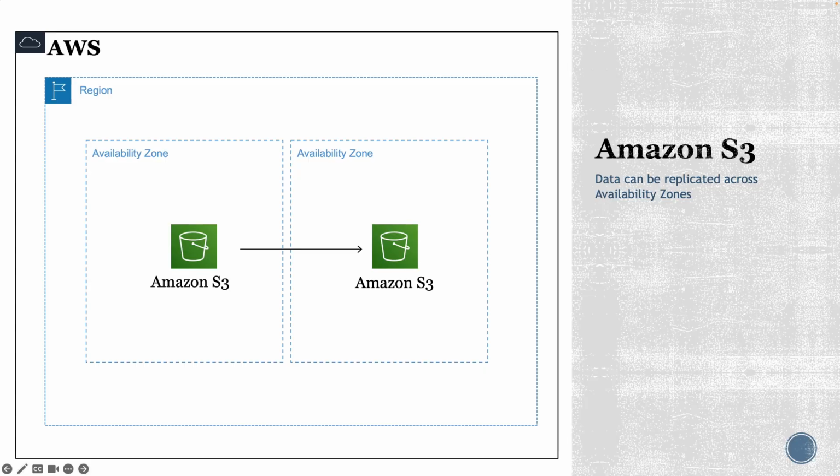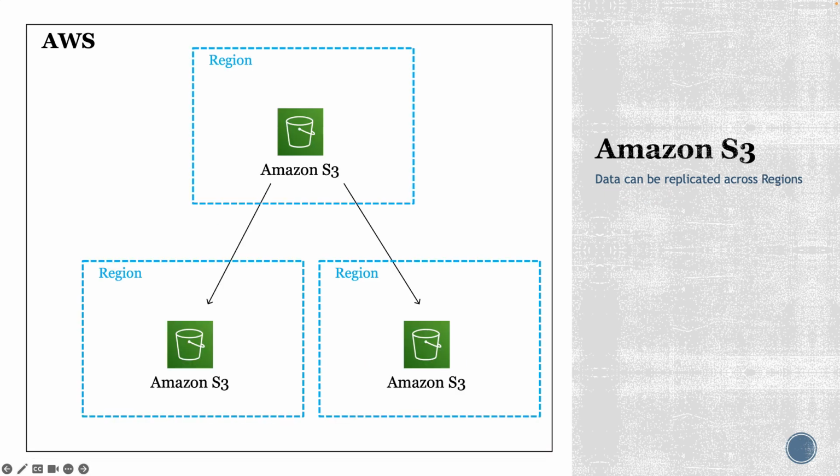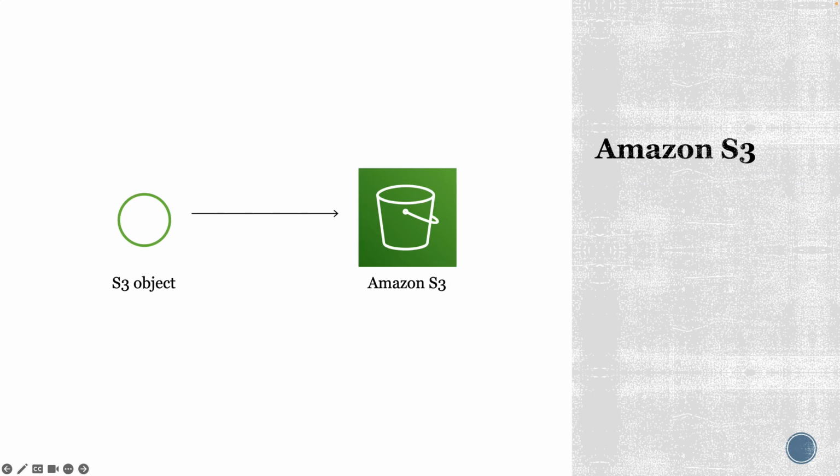The data you store in S3 is replicated across different availability zones in that region. So S3 can tolerate a failure of one availability zone, and you can also replicate data between regions. It is designed to store virtually an unlimited amount of data, and multiple users can access your data in S3. Let's look at the architecture and how Amazon S3 works.